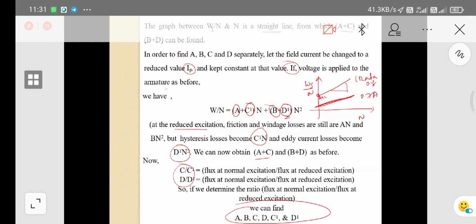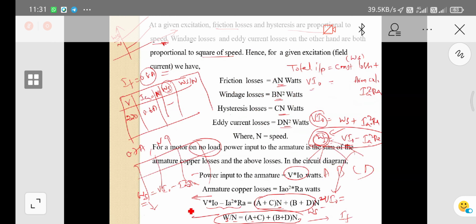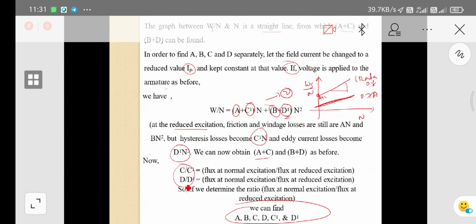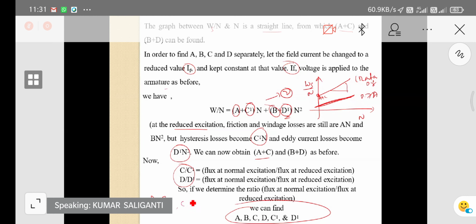But how to get all these values? Simply, from these two relations, this is the first one and this is the second one. From 1 and 2, you can get the A and B values easily. Then A and B get cancelled, and you can get C and D values here.